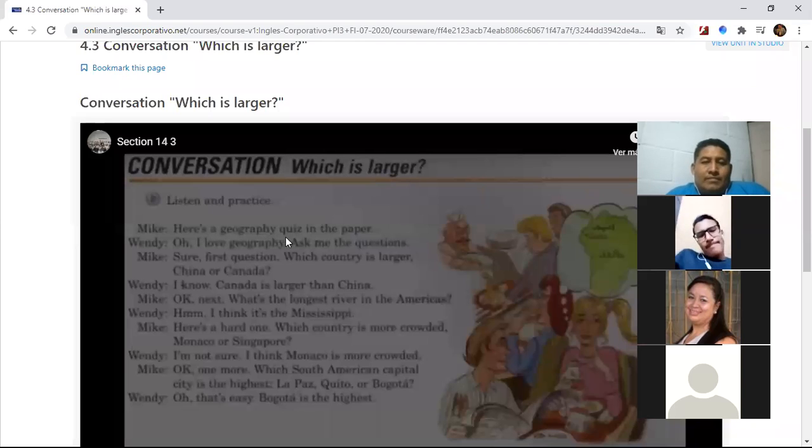Here's a geography quiz in the paper. Quiz in the paper. Geography. Here's a geography quiz in the paper. Okay. Only Alan, please. Repeat, Alan. Here is a geography quiz in the paper. Good. Continue. Everybody, repeat, please.